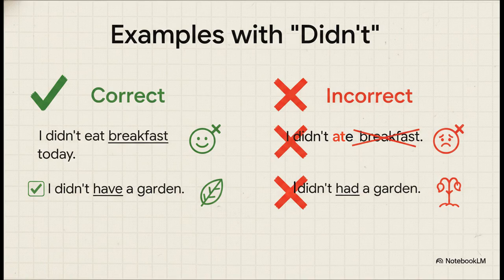But here's something really important to notice. Look at the action word. It stays in its original form. It's didn't have, not didn't had. It's didn't eat, not didn't ate. That word didn't does all the past tense work for you. It makes things so much easier.